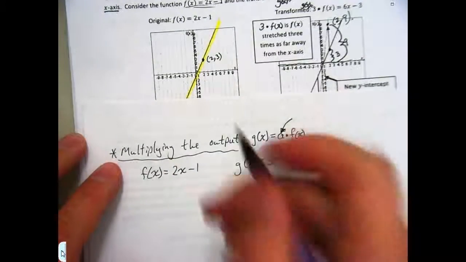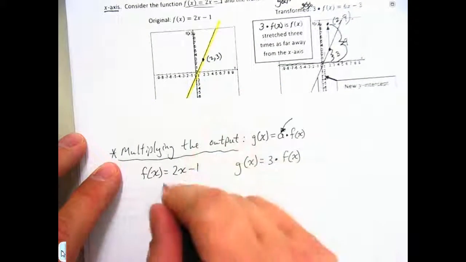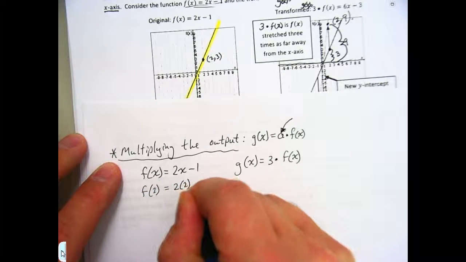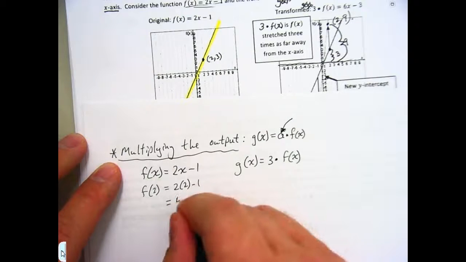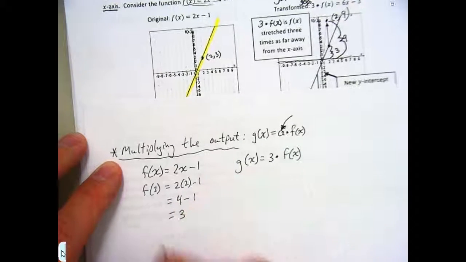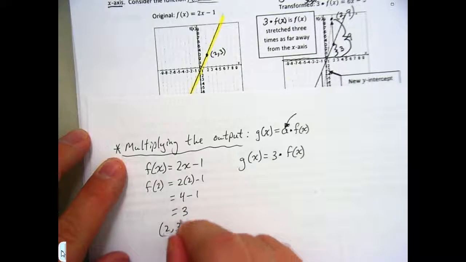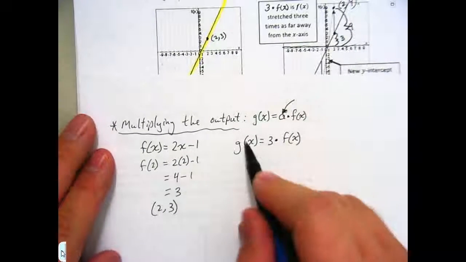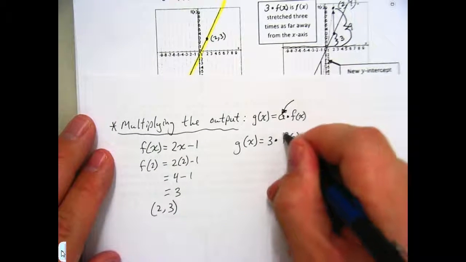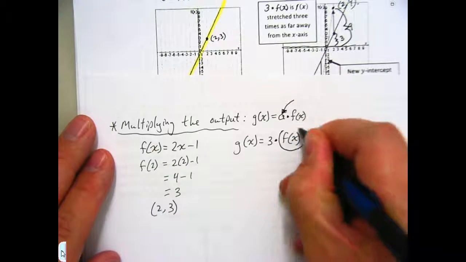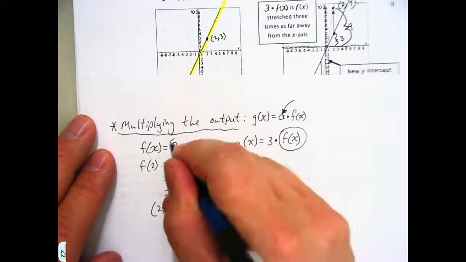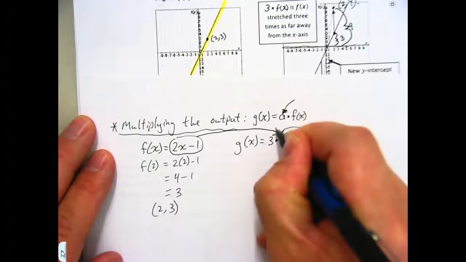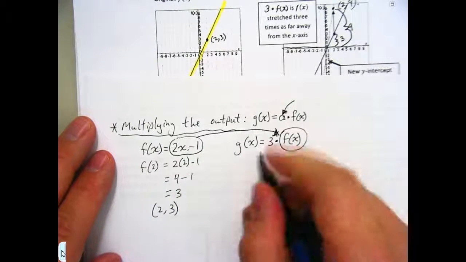Okay, so just like we did yesterday, to get this coordinate 2, 3, we did f of 2. We put 2 in for x, we solved it out, and that gave us 4 minus 1, or 3. So when x is 2, y is 3 in our original. Now when we do this function, notice the f of x is right there. That means we take what f of x is equal to, and we replace it with our actual rule here, 2x minus 1.